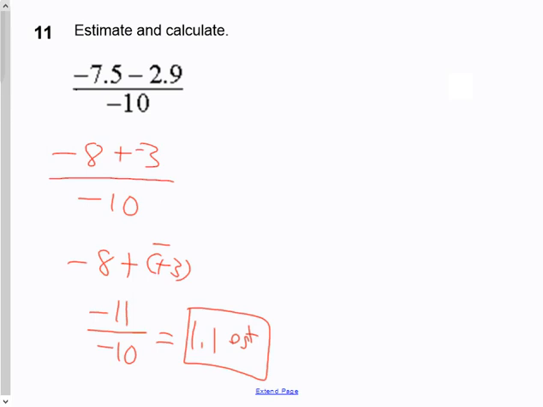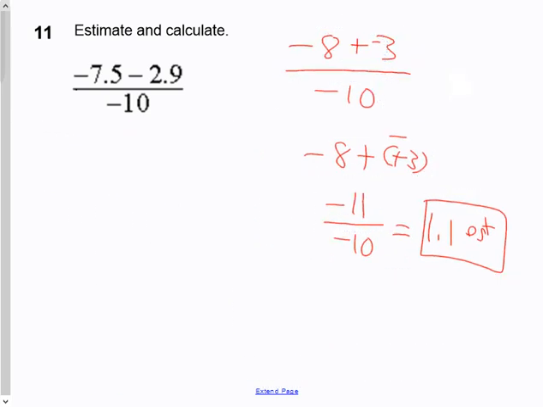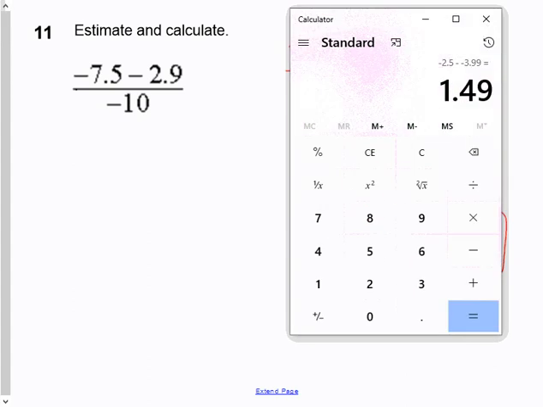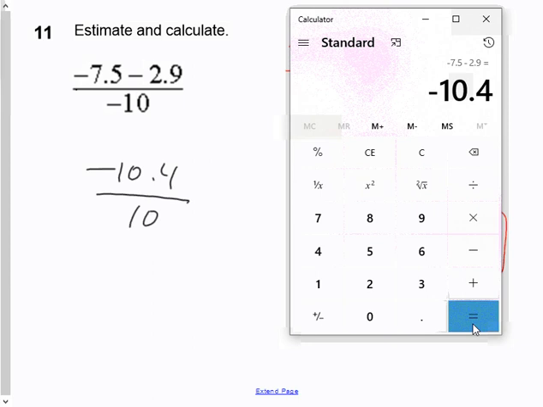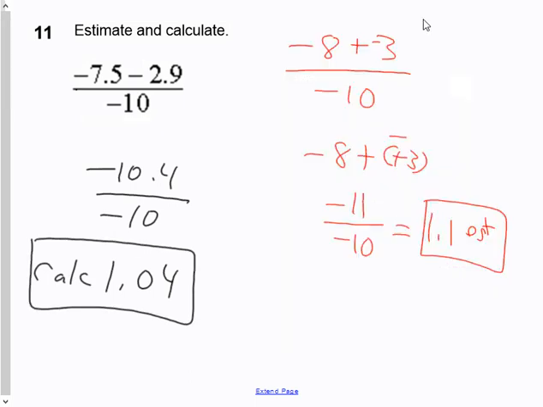In the calculation part, again, you're allowed to use your calculator, it makes it that much easier. Take your calculator and go, what is 7.5, make that negative. Take away 2.9, the answer is negative 10.4. Divided by 10, so just hit divided by 10, which of course is a negative 10. And the answer is positive 1.04 is your calculation, which is pretty close to your estimation of 1.1.